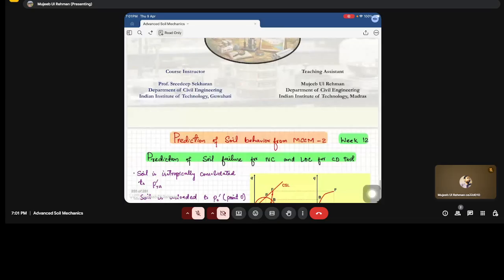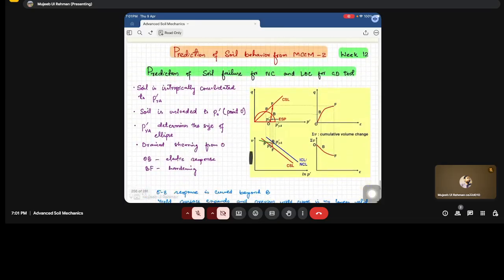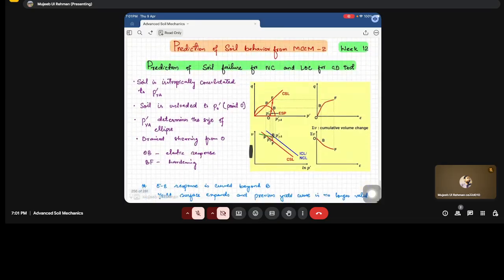So first, we will start with the prediction of soil behavior using the modified Cam clay model, and we'll start with the drained test, and we will try to predict the behavior of soil failure for NC and lightly overconsolidated soils.